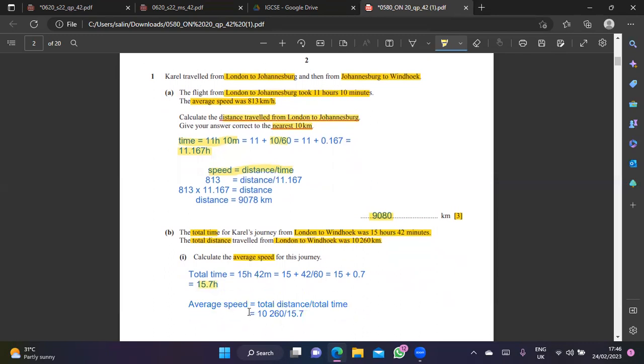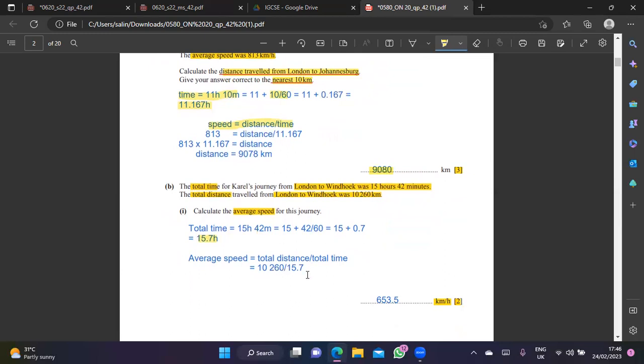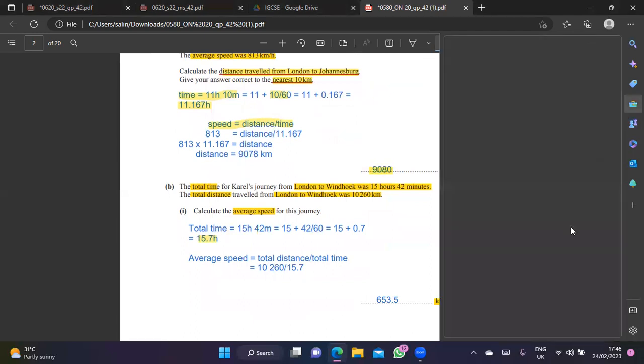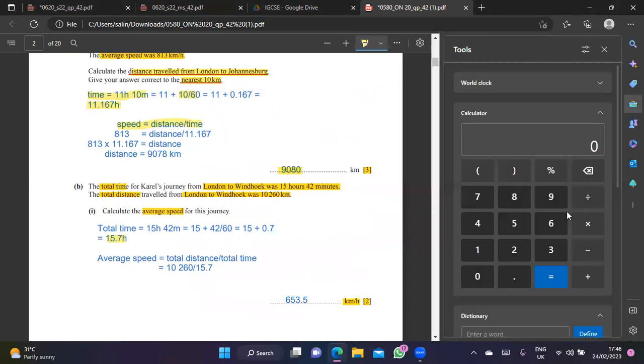Right, average speed equals total distance over time. So what is the distance? 10260 divided by 15.7. If you key that in your calculator, you get 653.5. Maybe it's good to have a calculator here. I'm sure everybody knows how to click the calculator.